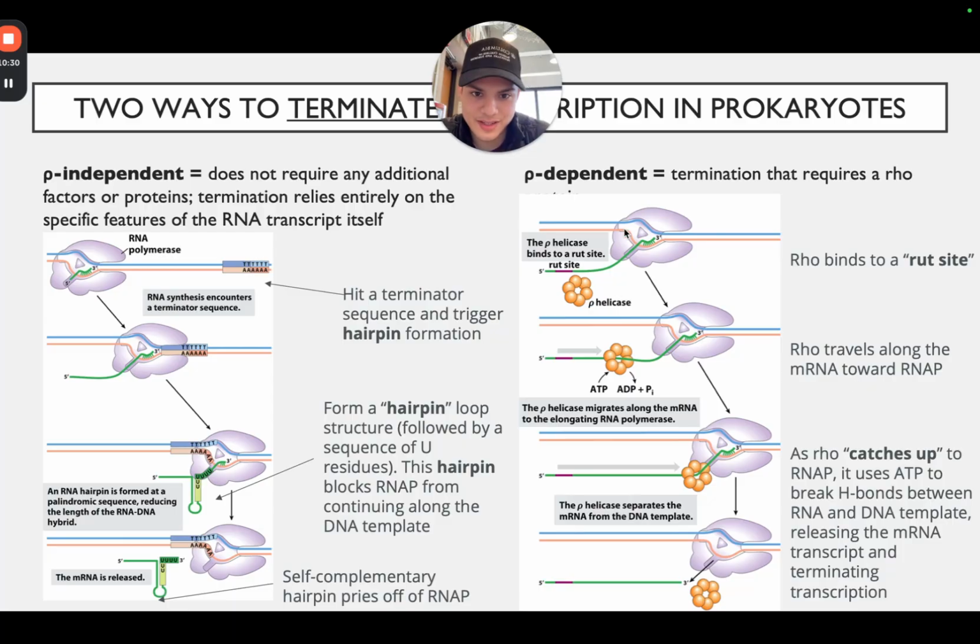But now in this other one, it's rho dependent, meaning that termination requires rho. And rho is just like a helicase enzyme that attaches itself onto the RNA transcript. It uses ATP hydrolysis, makes its way towards the RNA polymerase, and once it reaches it, it detaches and cuts the RNA transcript from the RNA polymerase, and that's how you get rid of your RNA transcript from there.